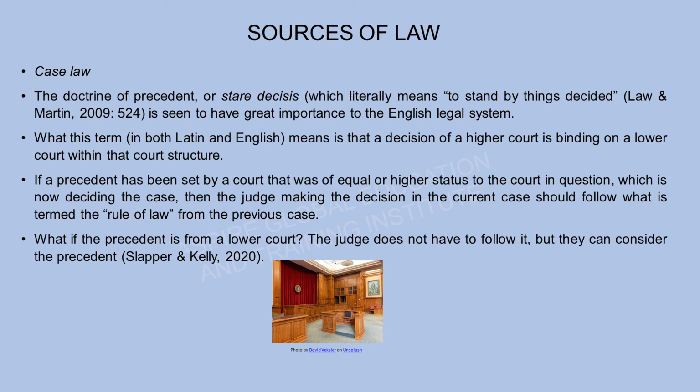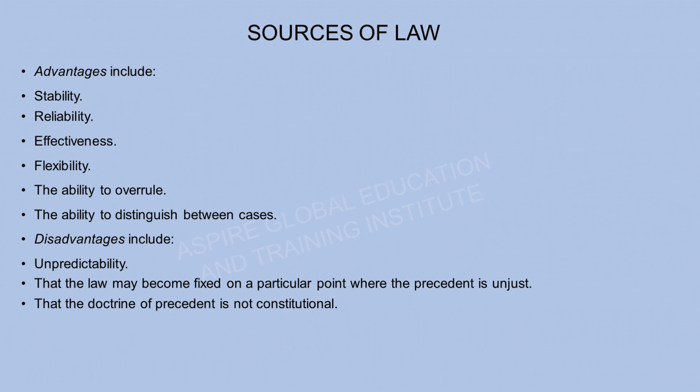As Slapper and Kelly note, there are both advantages and disadvantages to the doctrine of stare decisis. Advantages include stability, reliability, effectiveness, flexibility, the ability to overrule, and the ability to distinguish between cases. However, the doctrine of precedent does have its disadvantages, and some of these are unpredictability, that the law may become fixed on a particular point, where the precedent is unjust, and that the doctrine of precedent is not constitutional because the judges are actually making law and not solely applying it.